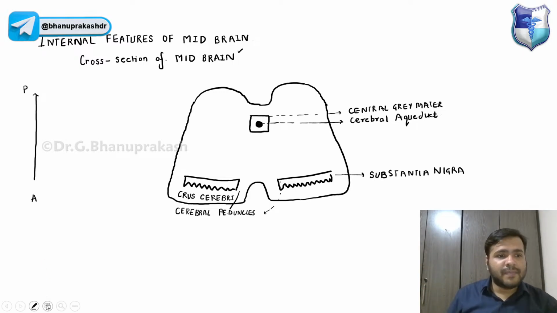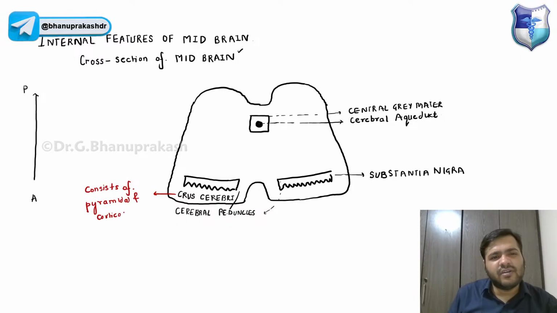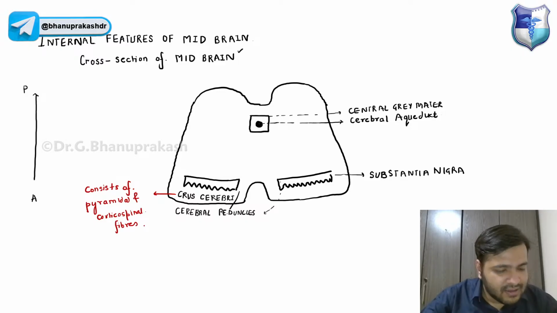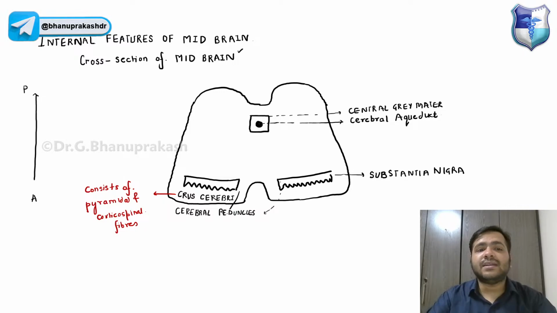Now, these cerebral peduncles basically consist of pyramidal and corticospinal fibers. We have already discussed the corticospinal tract earlier, right? So that is what you have to remember over here. So it consists of the pyramidal and the corticospinal fibers, right?